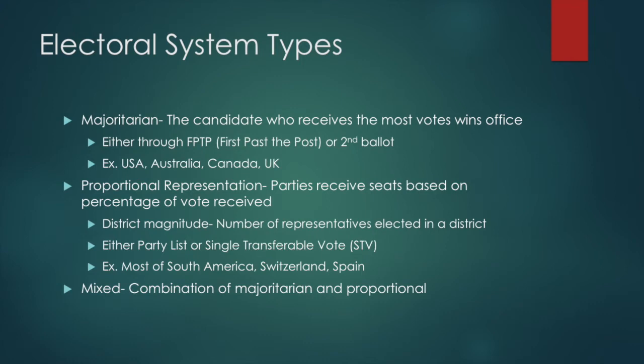If in the first round no candidate is able to receive a majority of votes, then there will be a runoff between the top two candidates. The second ballot will only have the two candidates on it, which will guarantee a majority.